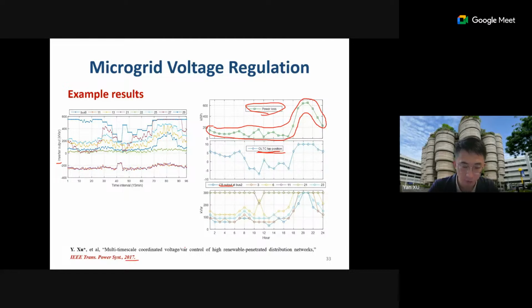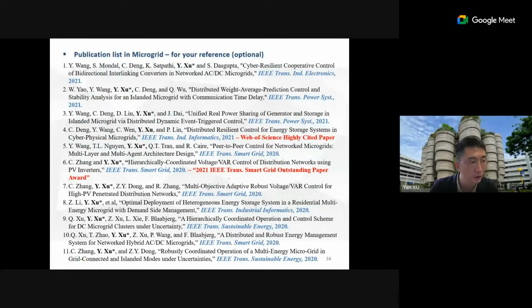This paper is also highly cited, more than 300 times. So if you are interested, you can take a look at this paper. And actually, my research group has been working on microgrids for more than 10 years, covering the control, operation, and planning of the microgrid. So here I just list our publication list for you to refer to. If you are interested, you can see here, these references are actually for control.